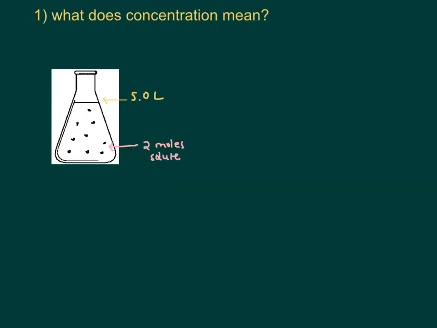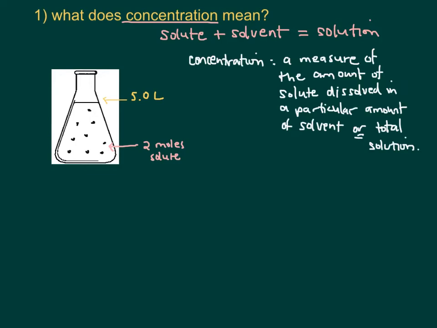All right, let's talk about what concentration of a solution means. If you remember, solutions are made of two parts. There's the solute, the thing that gets dissolved, and the solvent, the thing that does the dissolving. Together, that makes up your solution. So a solution's concentration can be defined as a measurement of the amount of solute dissolved in a certain amount of solvent, or the amount of solute dissolved in a particular amount of total solution.